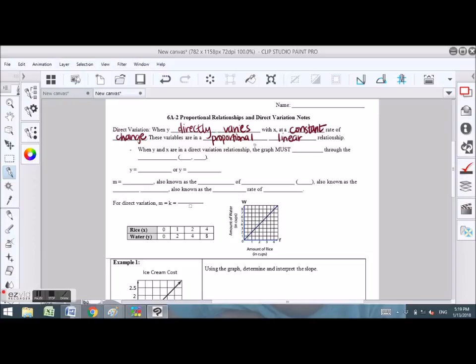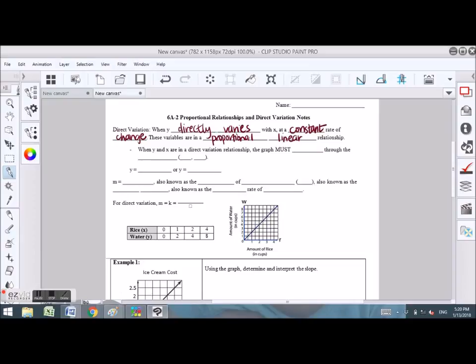Directly means it's very straightforward. It's exactly what you see it as. There aren't any other factors that you have to think about. It's really simple, direct. Now varies, we know, means change. So this is talking about when y changes with x at a constant rate. That means as x changes, y will change as well. And as x continues to change, y will continue to change in the same manner.